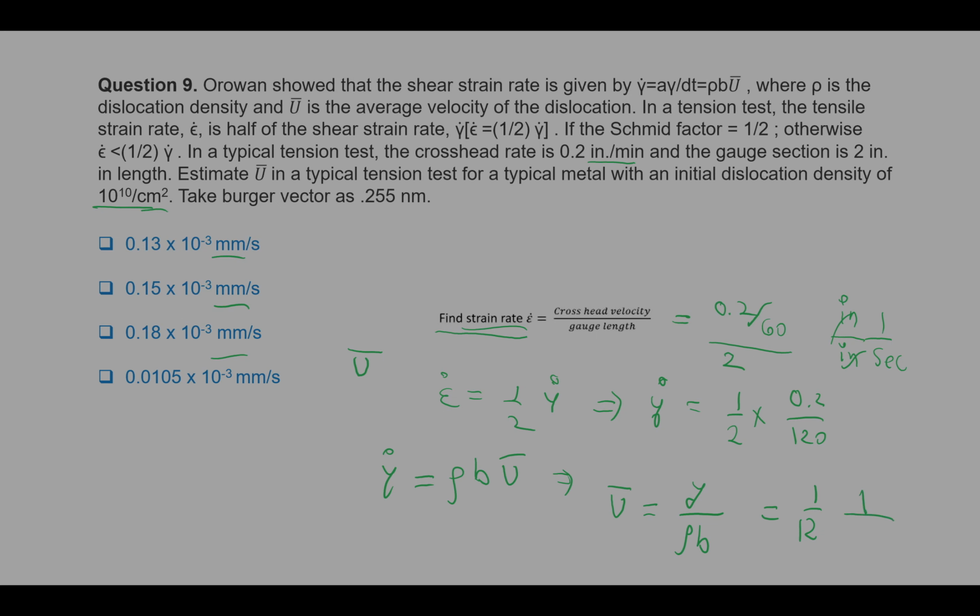So 1 by rho value, how much they have given? 10 to the power 8 per mm. Mm will go up because it is per mm square. Then the Burgers value they have given in nanometers, so 0.22255. Here already it's in seconds, and this is in nanometers, so we have to multiply with 6 mm.